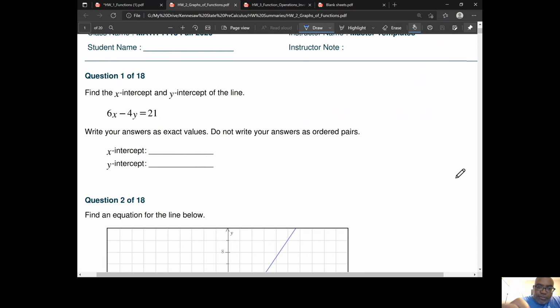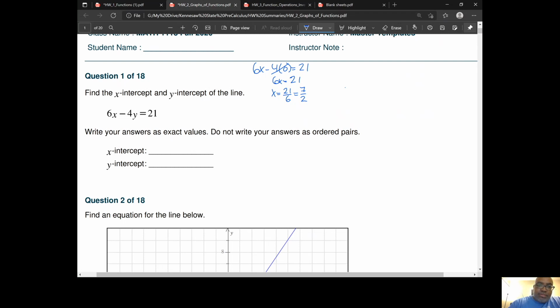All right, so for the first one, x-intercept: 6x minus 4 times 0 is equal to 21. That's showing my y is equal to 0. That's my x-intercept. So this goes away, it becomes 0. So 6x is equal to 21. So x is equal to 21 over 6, which, divided by 3, is 7 over 2. I divided both sides by 3 here.